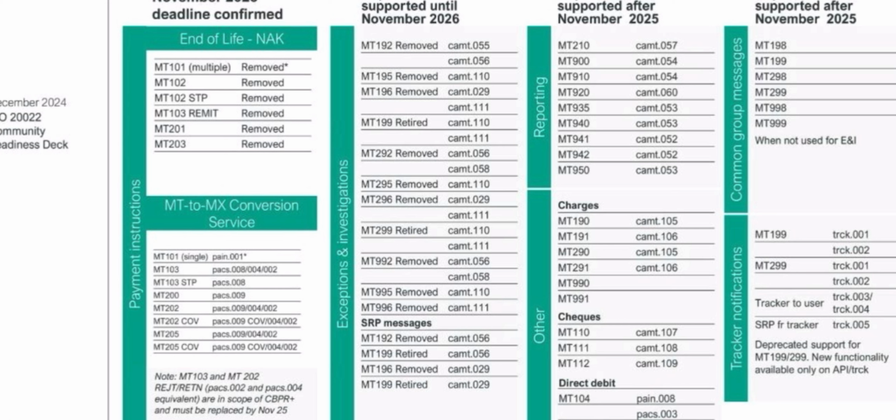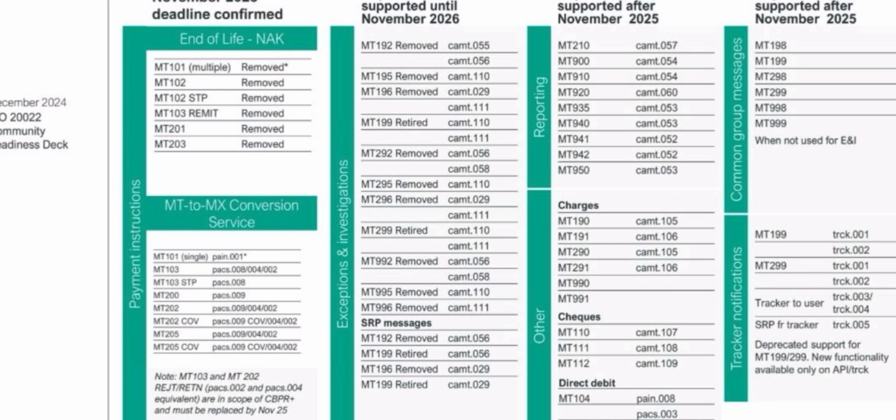Some more messages, in terms of the reporting. The messages we were discussing were all related to exceptions and investigations. In terms of reporting, you have MT210, MT900, MT910, MT920, 935, 940, 941, 942, 950. These are deprecated but supported after November 2025 as well.